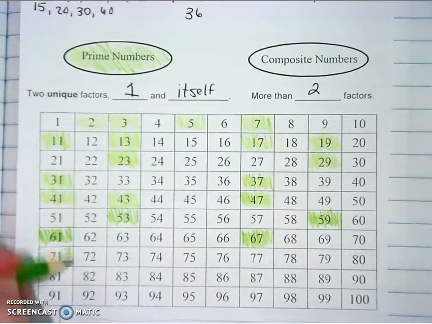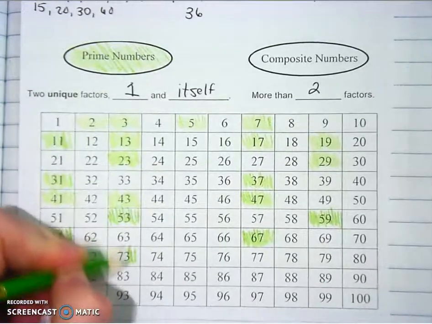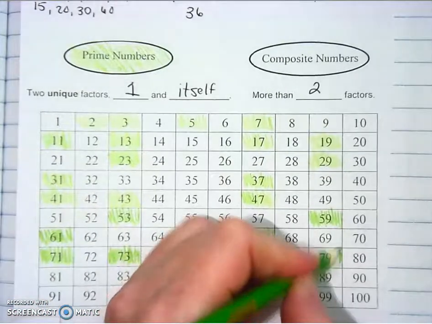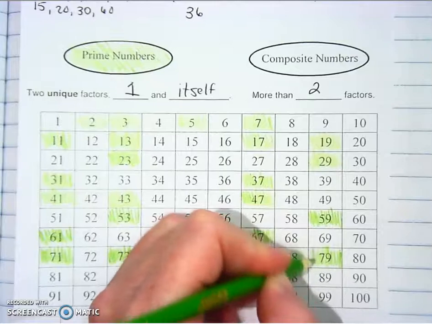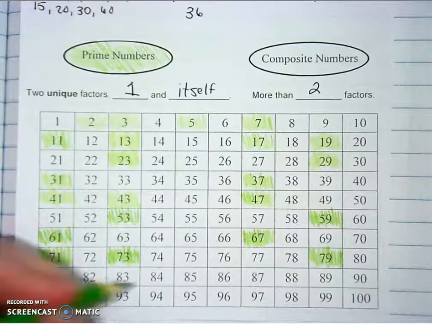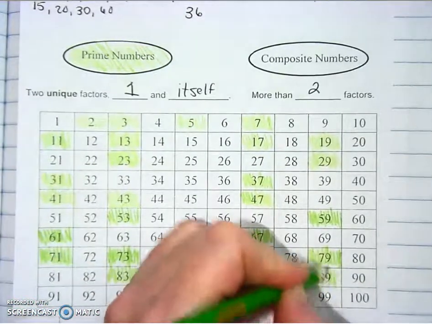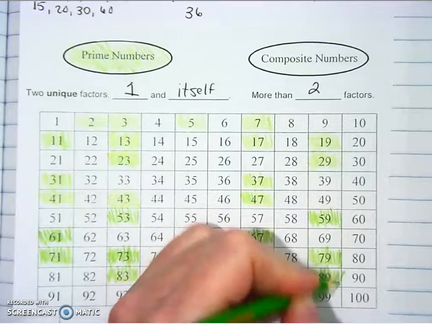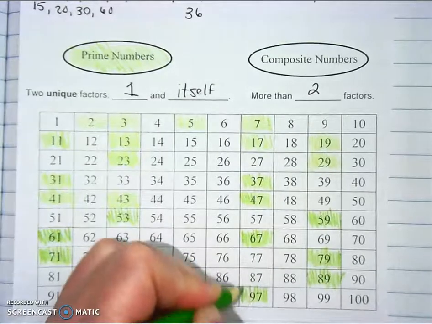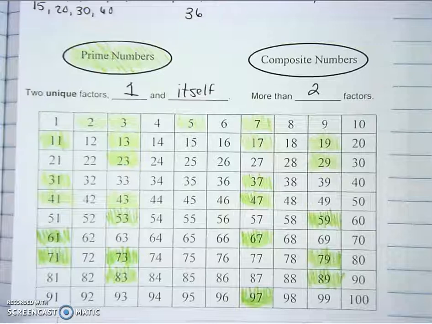Next row, 71, 73, and 79. And feel free to color yours in nicer than I'm doing. All right, next row, 83 and 89. Last row, 97. And these are all the prime numbers between 1 and 100.